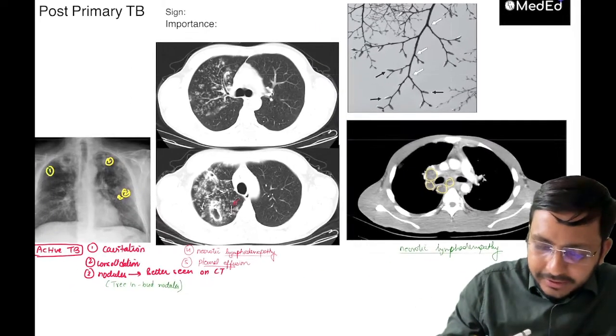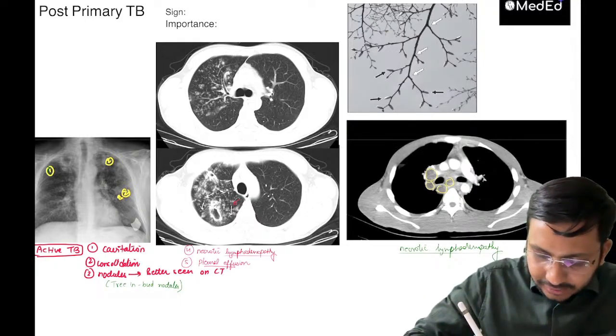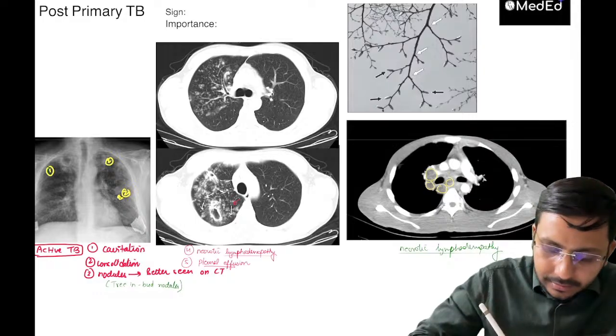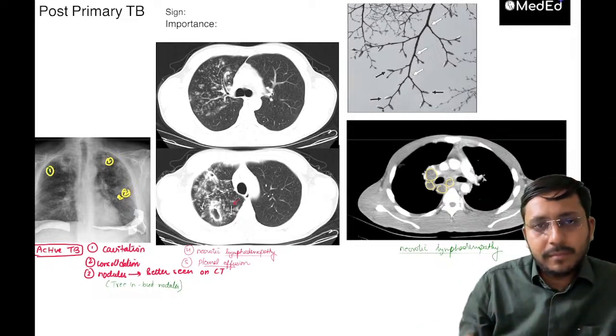And how will you see pleural effusion? Again, we know how pleural effusion is seen. It is seen as blunting of CP angle. Okay, blunting अगर हो रही है CP angle की, then that represents a pleural effusion.